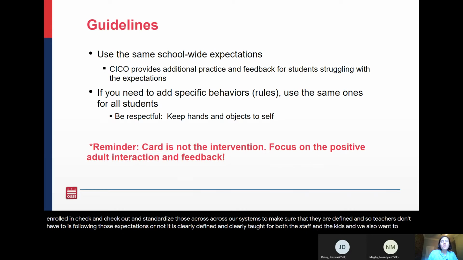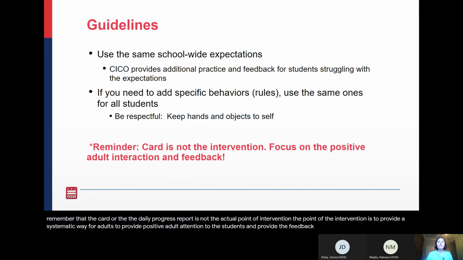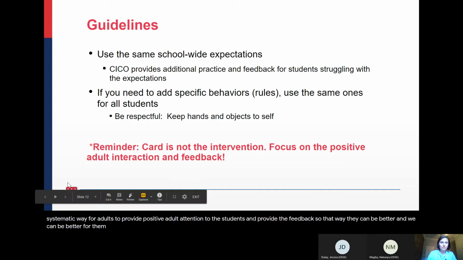And we also want to remember that the card or the daily progress report is not the actual point of intervention. The point of the intervention is to provide a systematic way for adults to provide positive adult attention to the students and provide the feedback so that way they can be better and we can be better for them.